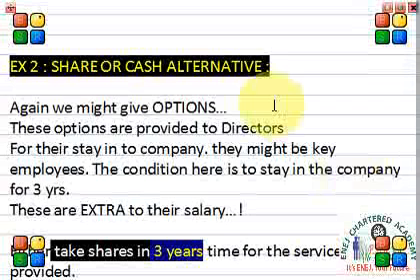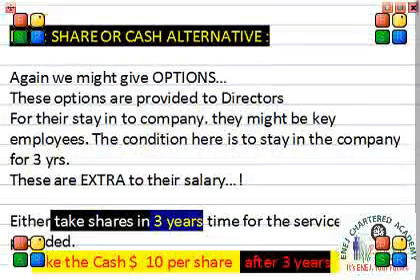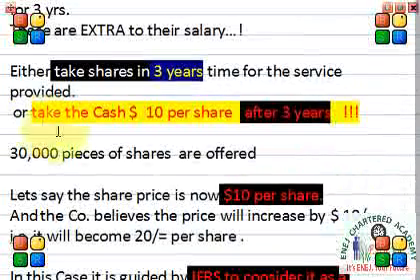Okay, so here is share or cash alternative. Again, we might give options. These options are provided to directors for their stay in the company. They might be key employees. The condition here is to stay in the company for 3 years. These are extra to their salary. These directors are key personnel of the company and we need them to stay with us, so we will be giving them an extra benefit on top of their salaries. And the condition is they have to be with us for more than 3 years.